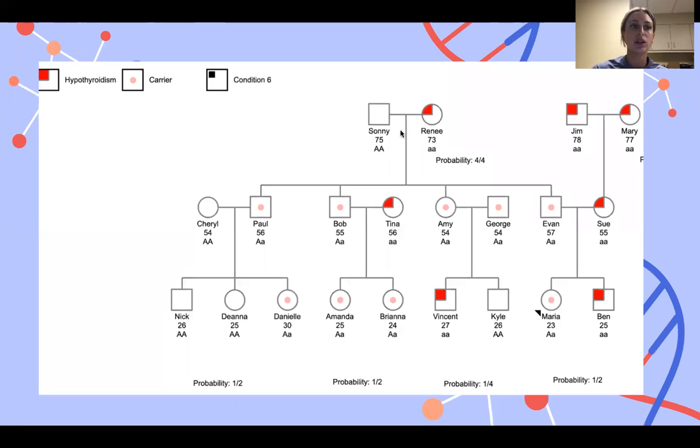Here is just the chart. You can see how the children are affected in an autosomal recessive trait where a parent is a carrier compared to when they're not a carrier. You can see the probability in the children when someone's a carrier and when someone actually has the disease hypothyroidism.